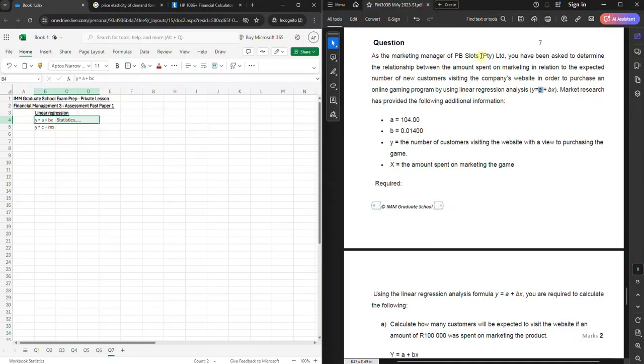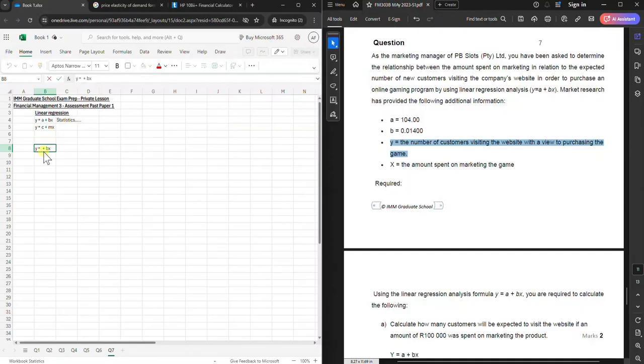Okay, so the marketing manager here asked you to determine the relationship between the amount of spending on marketing in relation to the expected number of customers visiting the company's website in order to purchase the online gaming program. So X is the independent variable and Y is the dependent variable. Obviously, if you're spending money on marketing, that's going to affect the number of customers visiting this website. Does it make sense? Agreed.